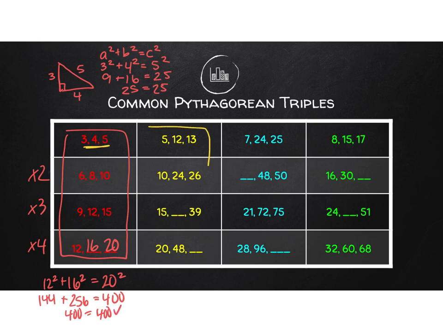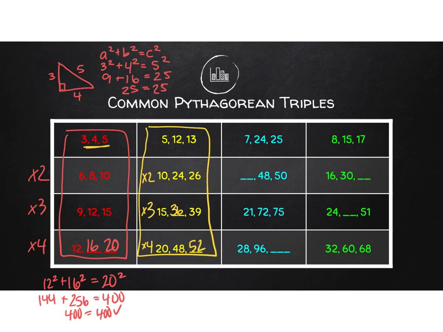We can now look at the same thing using 5, 12, and 13 as our base Pythagorean triple, if you will. 5 times 2 gave us 10, so 12 times 2 gave us 24, and 13 times 2 gave us 26. For the next one, 5 times 3 gets me to 15, so I'd do 12 times 3 to get my missing number of 36, and I can see 13 times 3 gave me 39. Looking at the last one, 5 times 4 gave me 20. 12 times 4 is 48. So we're going to do 13 times 4 to get our missing number of 52.